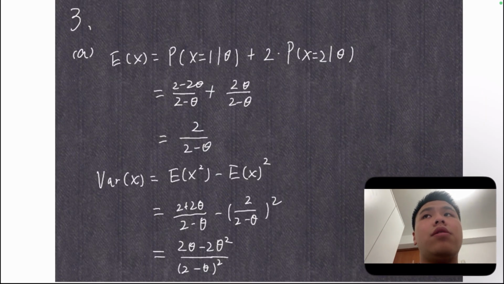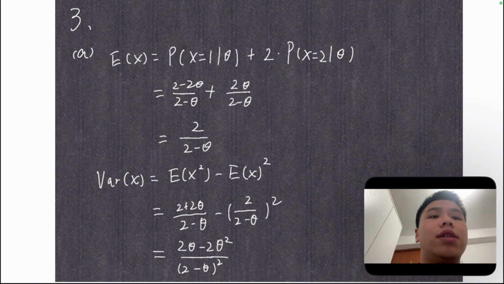Then we move to question 3, and part A of question 3 is easy. You just try to find the mean value and the variance of x. Since the probabilities of x equal to 1 and x equal to 2 are given in the question, we directly use 1 times P(x = 1) plus 2 times P(x = 2) to get the mean. For the variance, we can use the simple formula to compute it once we get E(x). It is very simple, and the steps are shown on the slide.